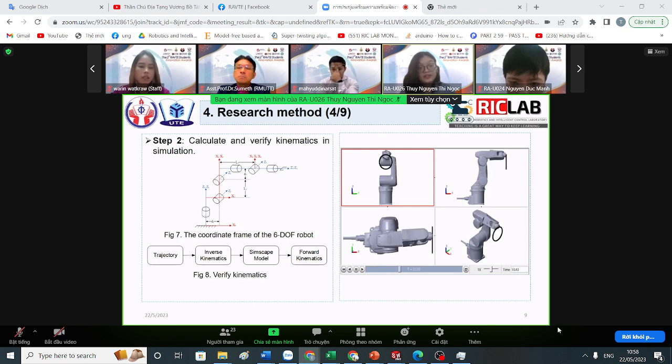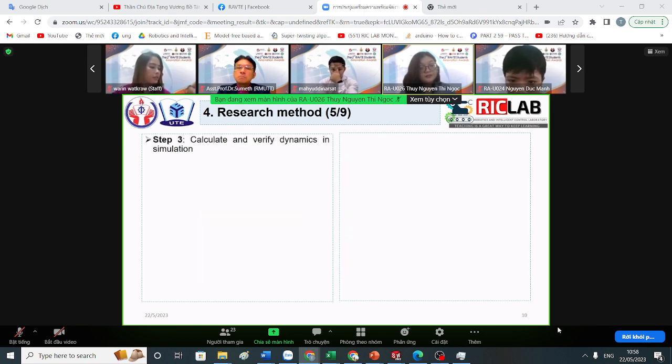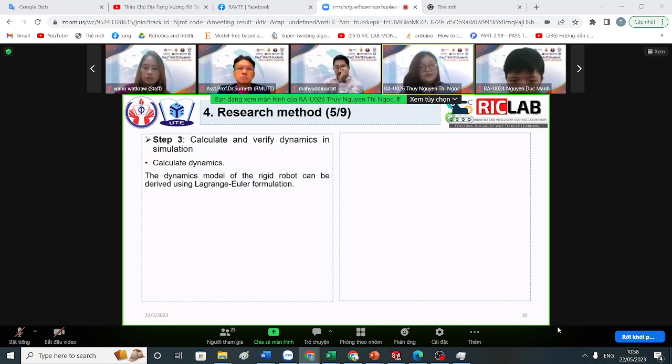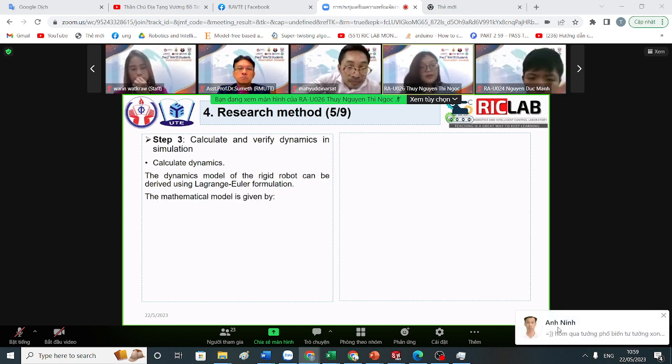Okay, let's move to the next slide. Step 3, calculate and verify dynamic in simulation. Firstly, we need to calculate dynamics. The dynamic model of the manipulator body can be derived using the Lagrange-Euler formulation. The mathematical model is given by equation 1, with the definitions shown below.